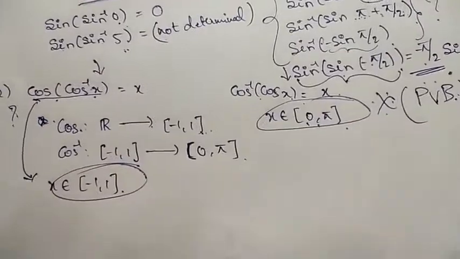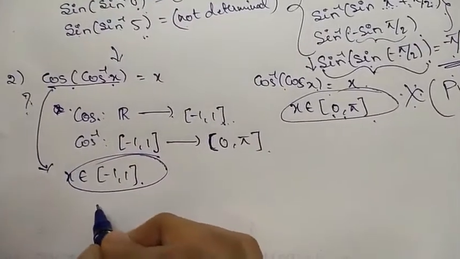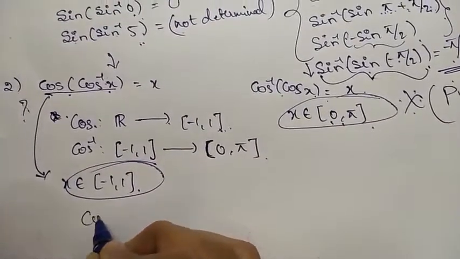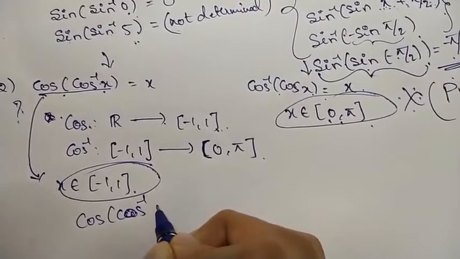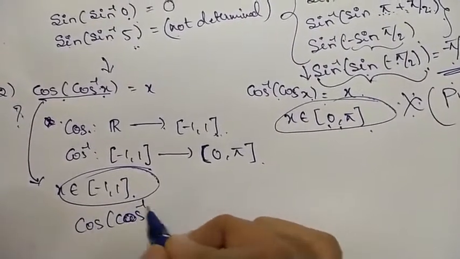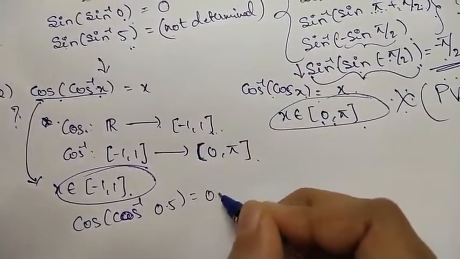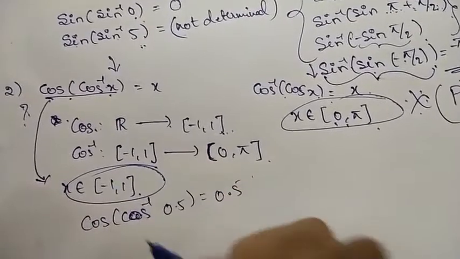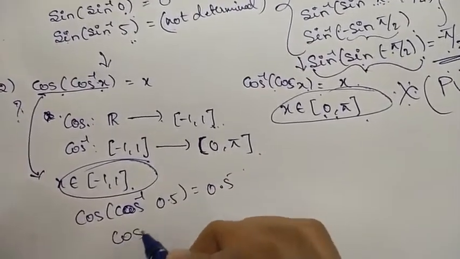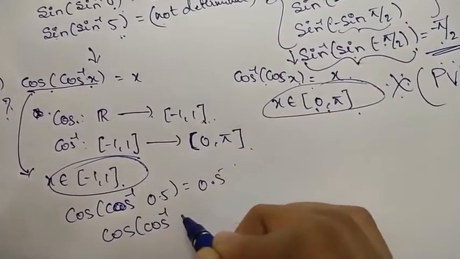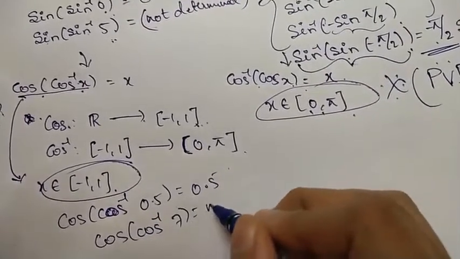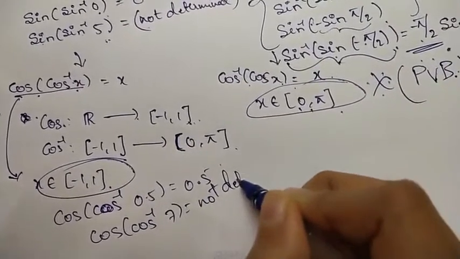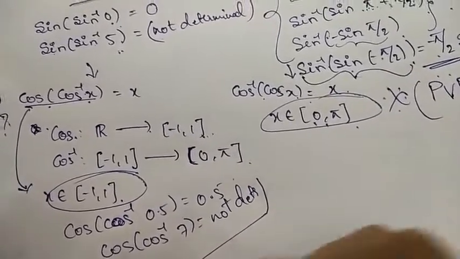Now let us see how we are going to solve the problems. For cos of cos inverse of x, suppose x belongs within this interval, say 0.5, then our value is going to be 0.5, because that is lying within this interval. Suppose I write cos of cos inverse of 7; since that does not belong to this interval, we cannot determine that value.